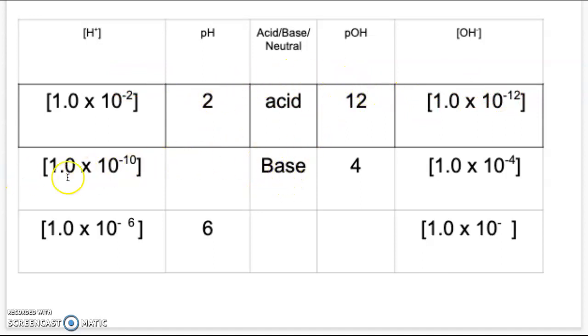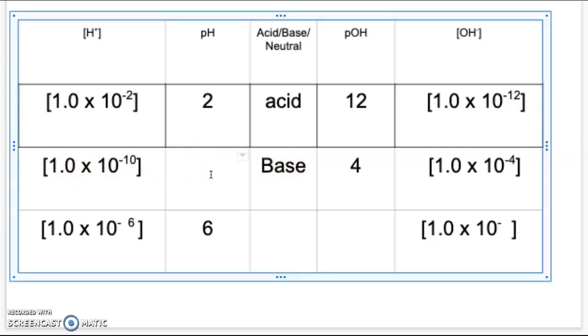Okay? Here's the next one. I'm going to leave something off. This is what your questions will be like. 1.0 times 10 to the negative 10th means what should you have in your empty box? A 10. Okay? A 10, if it has a pH of 10, means it's a base. It's greater than 7. The pOH is 4, because 4 plus 10 will give you 14. So the hydroxide ion concentration is times 10 to the negative 4.